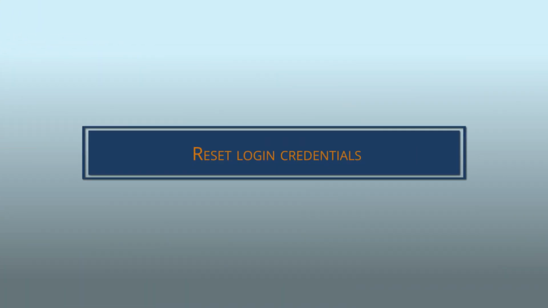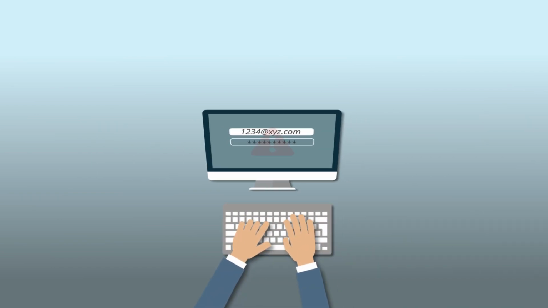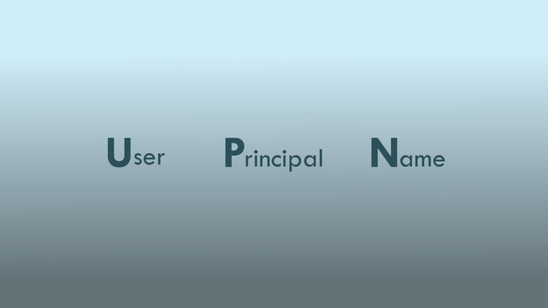Reset login credentials. There might be some mistakes that you are making while typing the username and password. Make sure both are typed correctly. In case the password has expired, you can always reset it. User ID and UPN should be the same. The UPN is the user principal name in the Active Directory. This email address should be the same as your Office 365 ID, otherwise, you will continue to face this error 401.